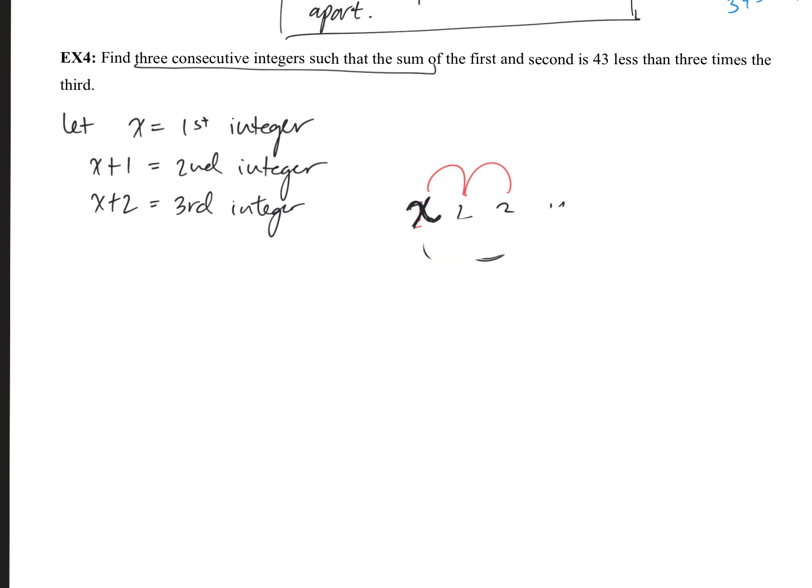Okay, well, we now know what our variables are, but we need to create an equation. So what are we given? We're told that the sum of the first and second is, okay, note this, very, very important. Whenever you see is in a problem like this, that is your equal sign. So this is saying the sum of the first and the second is equal to 43 less than 3 times the third.